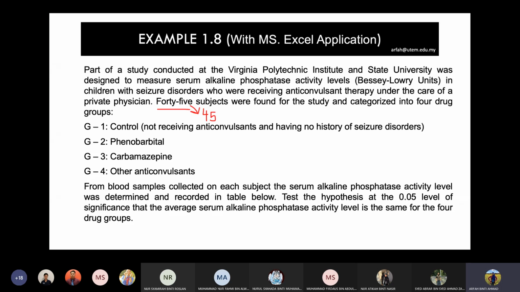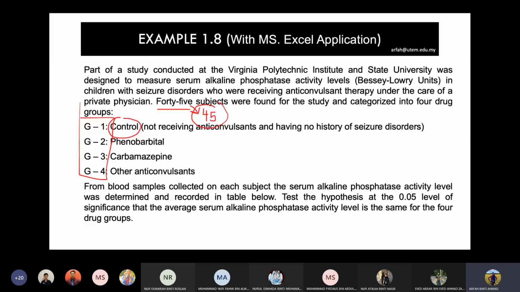Group pertama, control group. Control group ni maksudnya dia bagi placebo, a type of drug yang tak ada efek apa-apa pun. Sebab dia sebagai kawalan nanti dia nak compare dengan group-group lain yang dia bagi 3 jenis drug ni. Okay. So group kedua dia bagi phenobarbital punya drugs. Group ketiga dia bagi carbamazepine. And then group keempat dia bagi other anticonvulsants punya drugs. So daripada sini, ada 4 group dan dia akan replicate beberapa kali terhadap 45 sampel. So maybe ada sampel pertama masuk group pertama, sampel kedua masuk group kedua and so on.